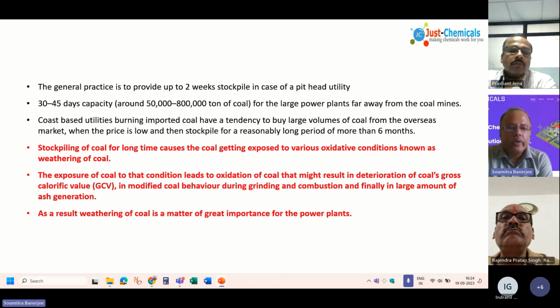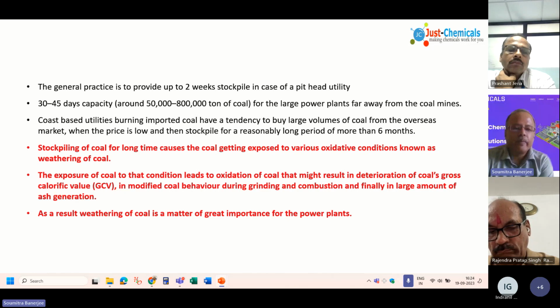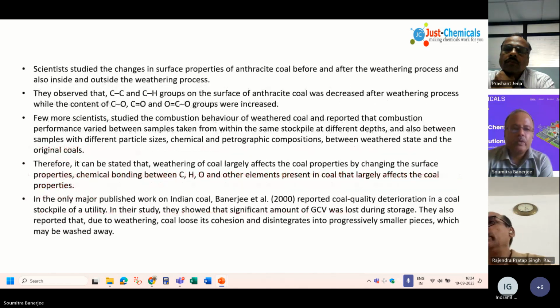In modified coal behavior during grinding and combustion, finally in the large amount of ash generation. So finally the ash is also higher due to the exposure of coal, weathering of coal, which has lost its GCV, carbon and other things. So weathering of coal is a matter of great importance for any power plant.